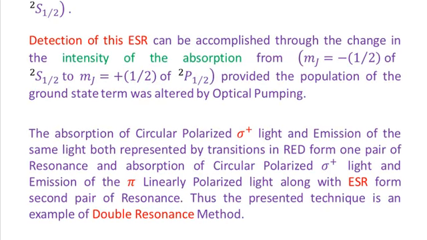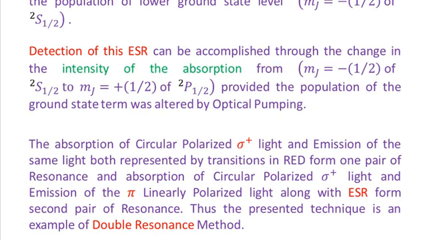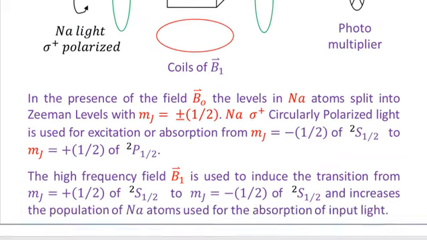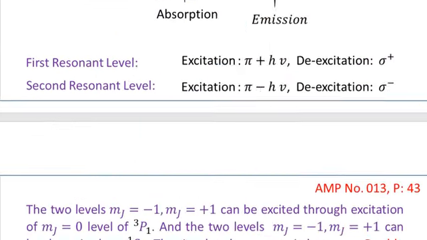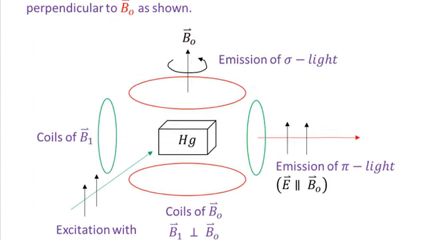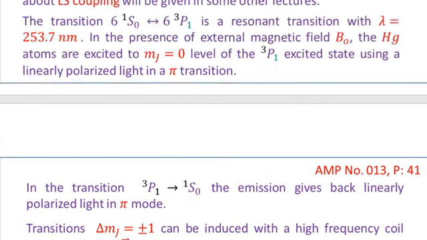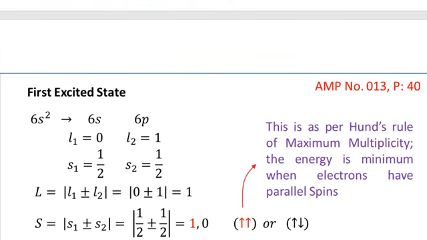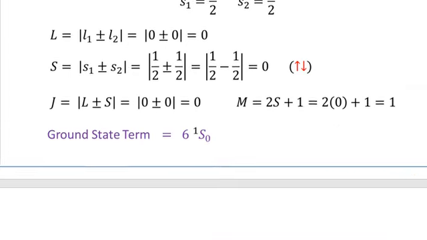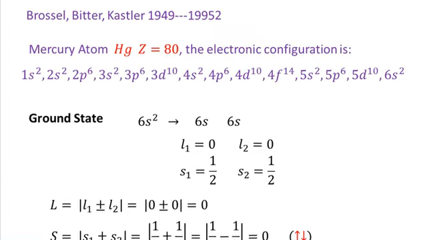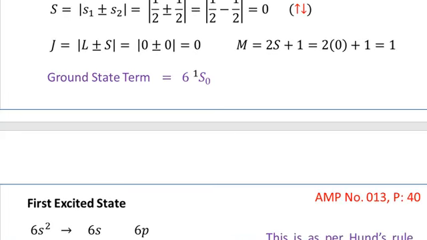So you see that I have explained the double resonance method using the sodium D1 line and also the first transition using the mercury vapors. And I have explained how the double resonance method can be used to precisely determine the separation between the Zeeman levels.